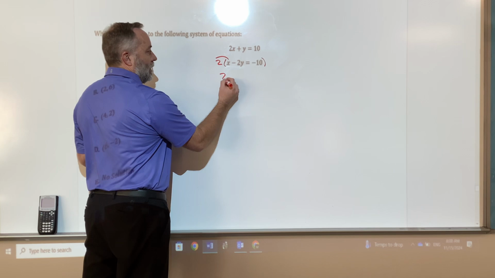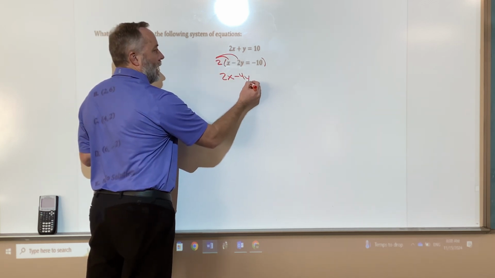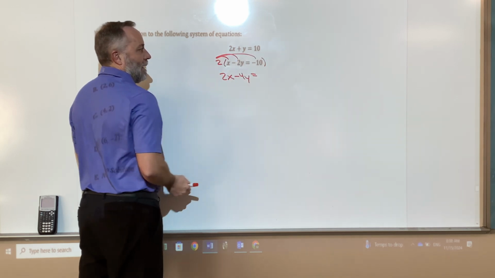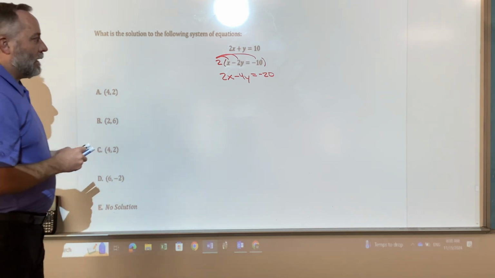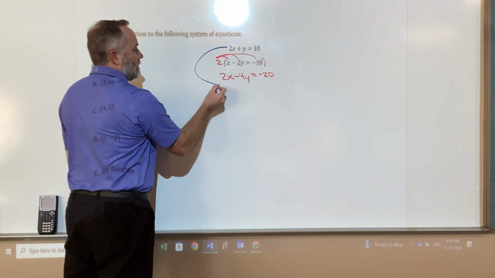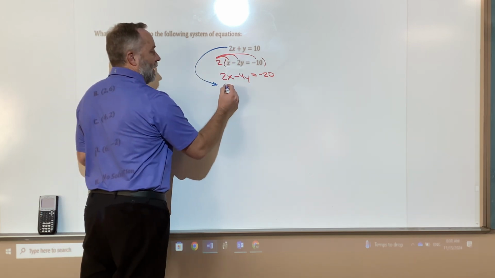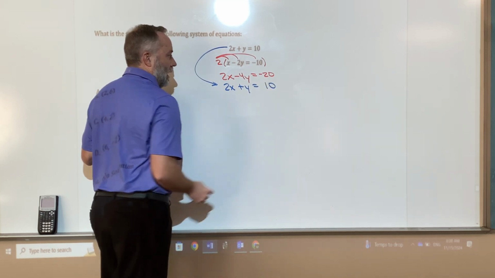2 times x would be 2x. 2 times negative 2y is negative 4y, is equal to 2 times negative 10, which is negative 20. Okay, and then if I just bring the top equation down so I can line it up, I'll rewrite it here. 2x plus y is equal to 10.